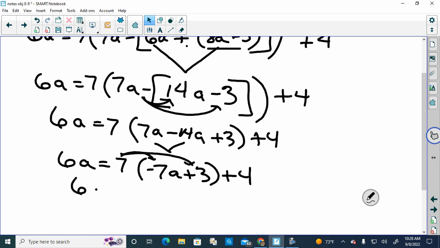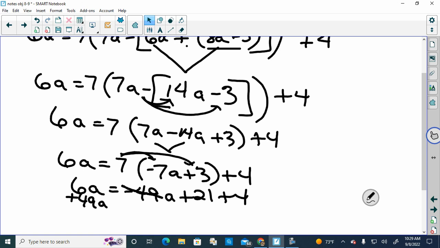So now I'm at 6a equals 7 times negative 7 would be negative 49a. And then 7 times 3, 21. And I can drop the parentheses now, because I've already distributed. Okay, so we're going to move the a's to one side. I'm going to move this negative 49a over to the other side, so it'll change from a negative to a positive 49a.